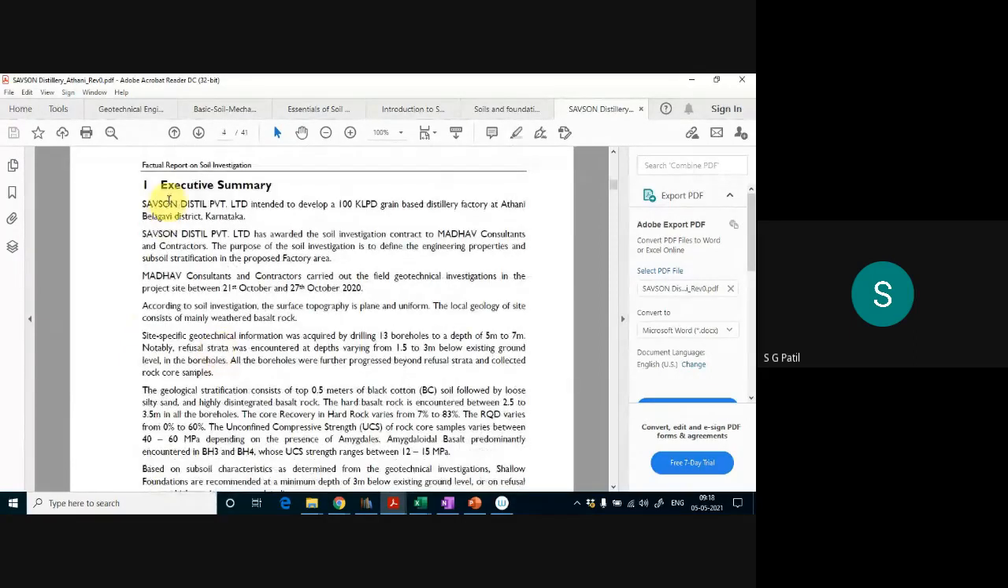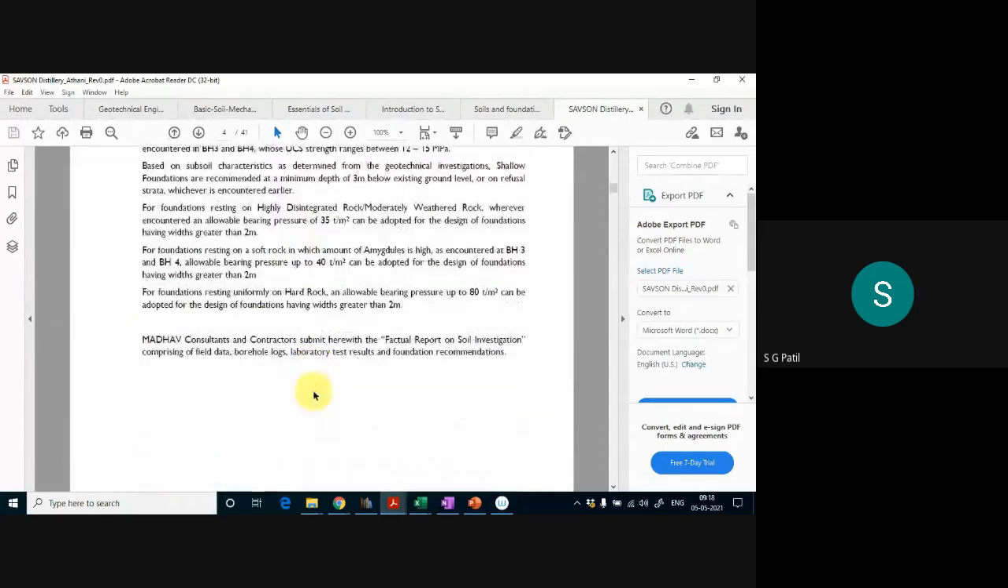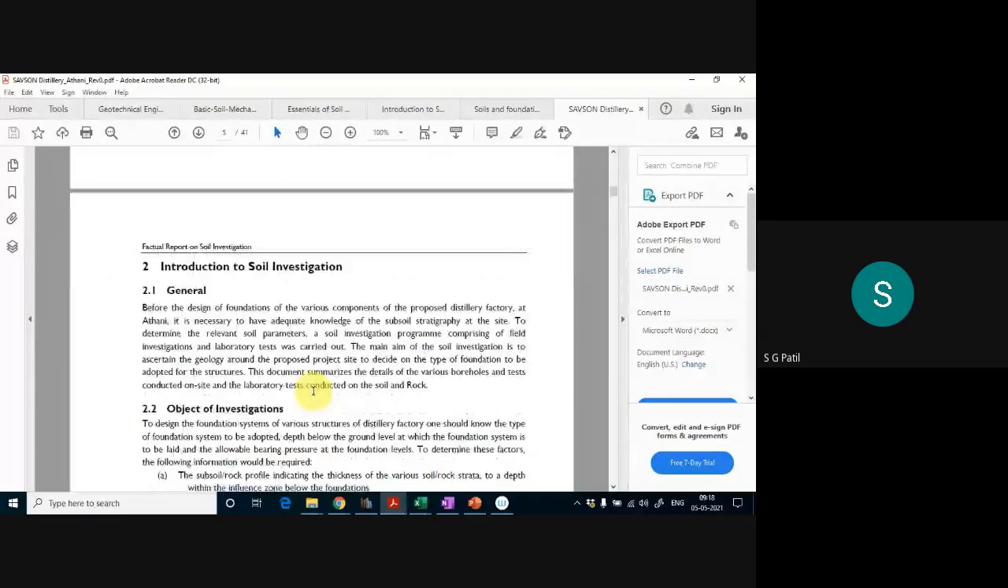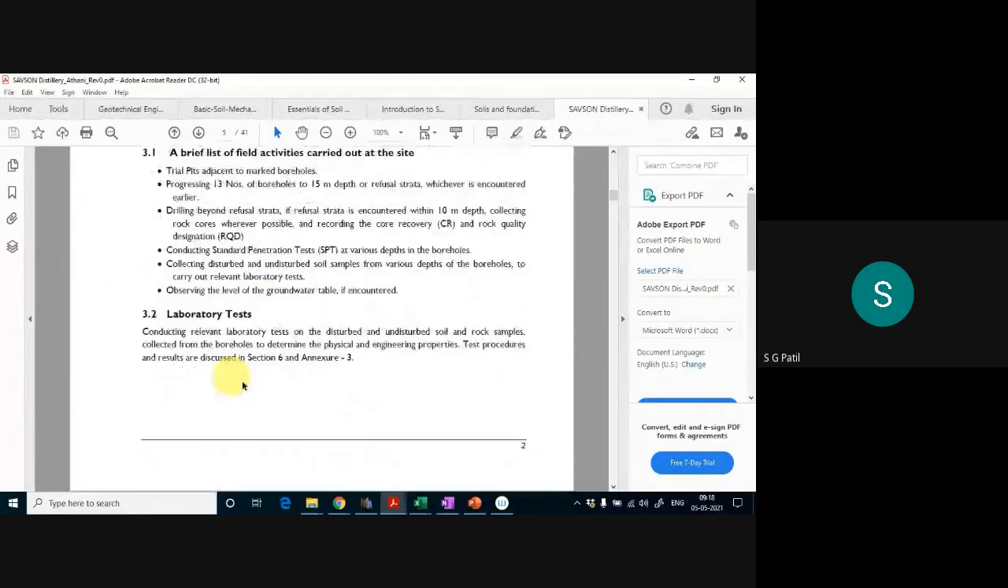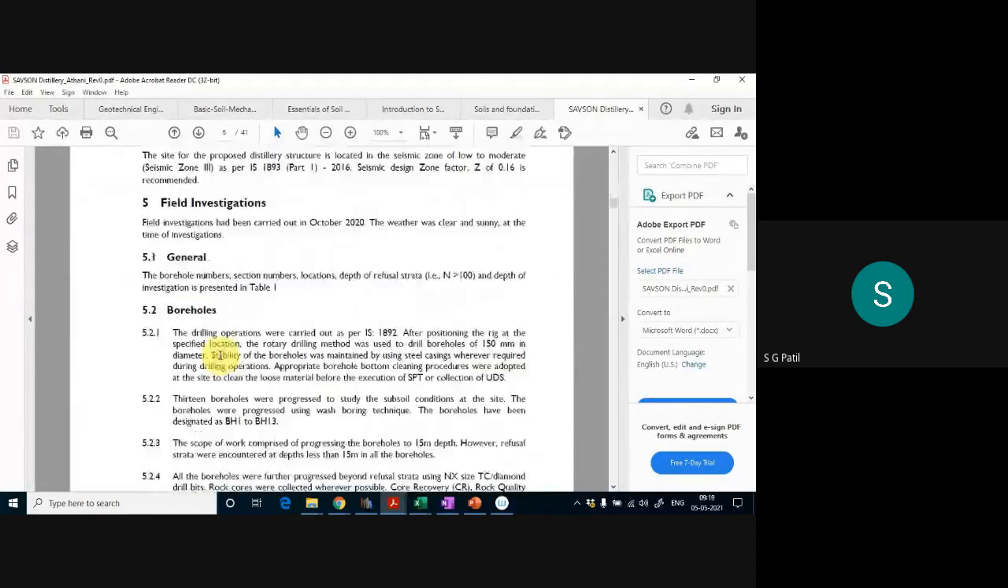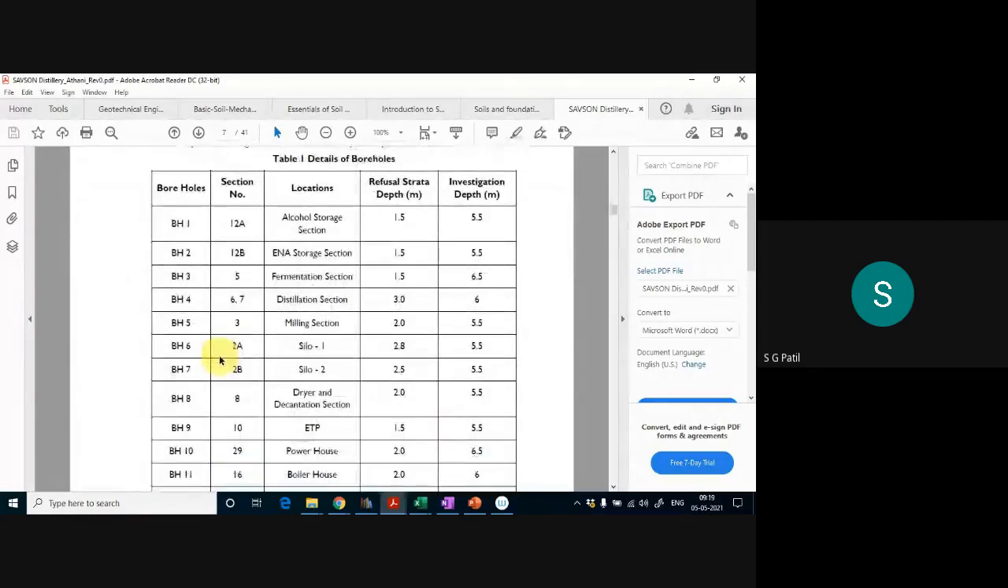Okay, so you see the executive summary. First, a one page full summary we have given, and then the detailed investigation we have given. What is the objective of the investigation, scope of the investigation, laboratory test, everything is explained here. And these are the boreholes.